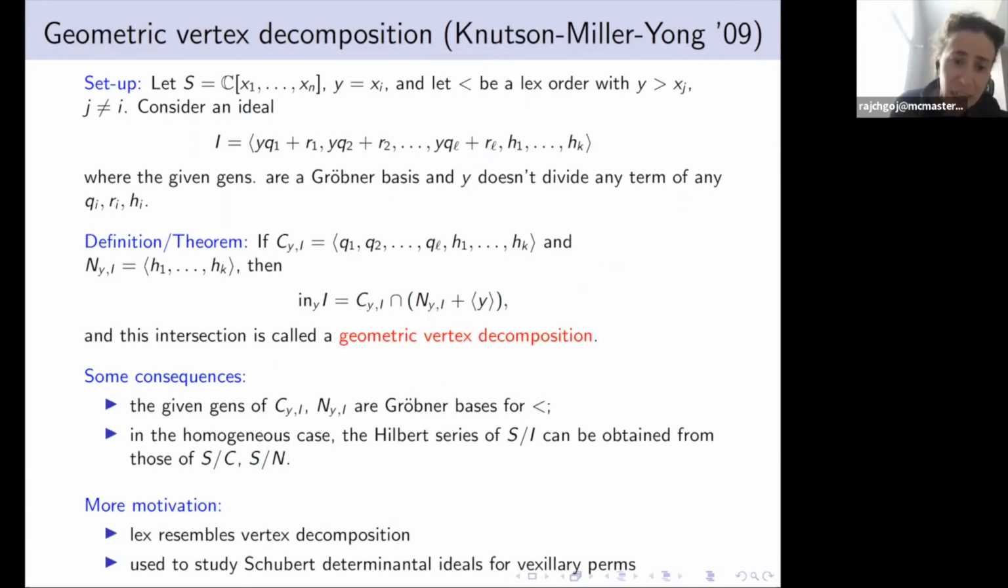The idea is that they call it geometric vertex decomposition because it really does resemble a vertex decomposition of a simplicial complex. In particular, if I was a square-free monomial ideal, then this decomposition would be a decomposition into the deletion and the cone over the link.